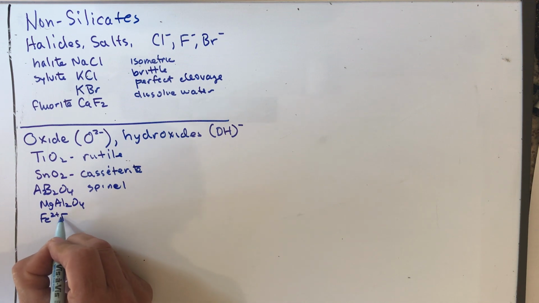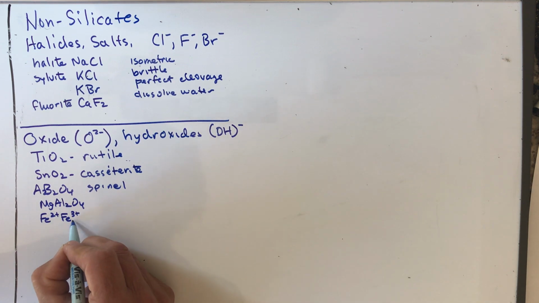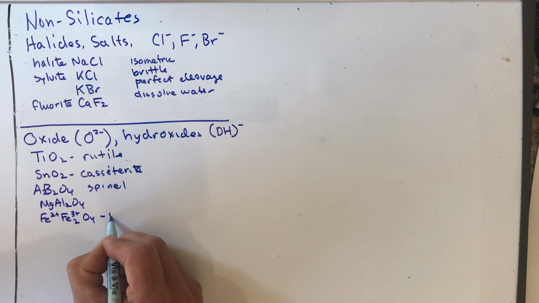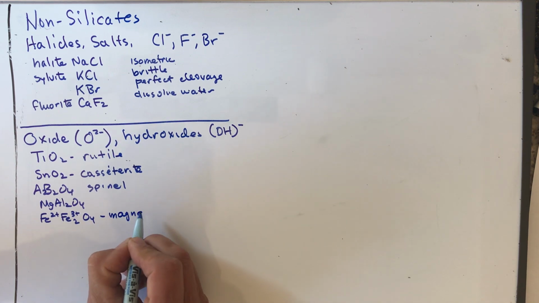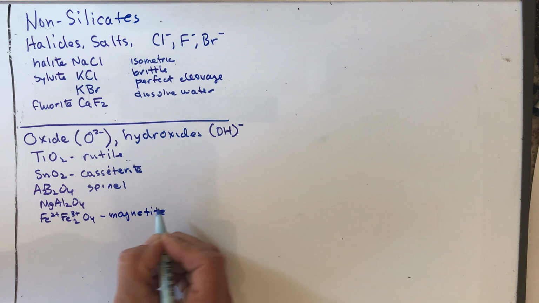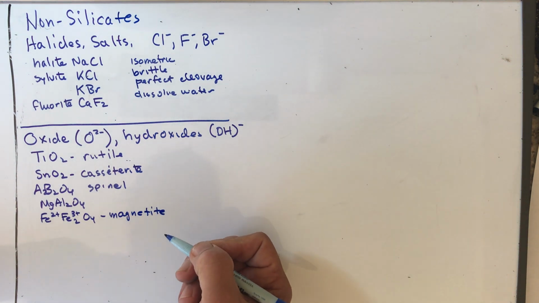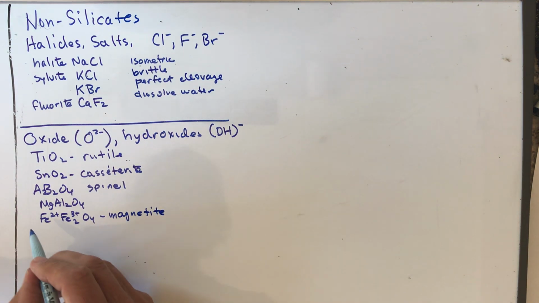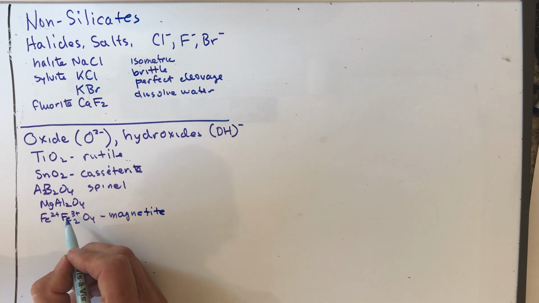Fe2+ Fe3+ taken twice, O4, which is magnetite, the most important and strongly magnetic iron mineral. So in this case, magnetite has both iron 2+ and 3+.